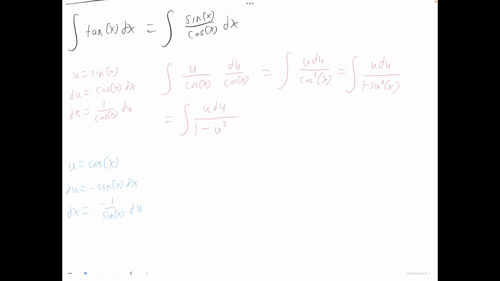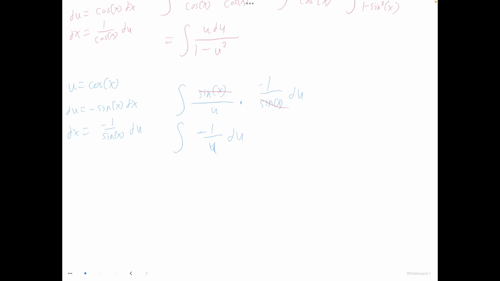So now plugging things in, we have sine of x divided by cosine is u times dx is negative 1 over sine of x du. Well, our sines cancel. And we're left here with the integral of negative 1 over u du. Okay. Well, we know how to take the antiderivative of 1 over u. So this is negative ln of u plus c.